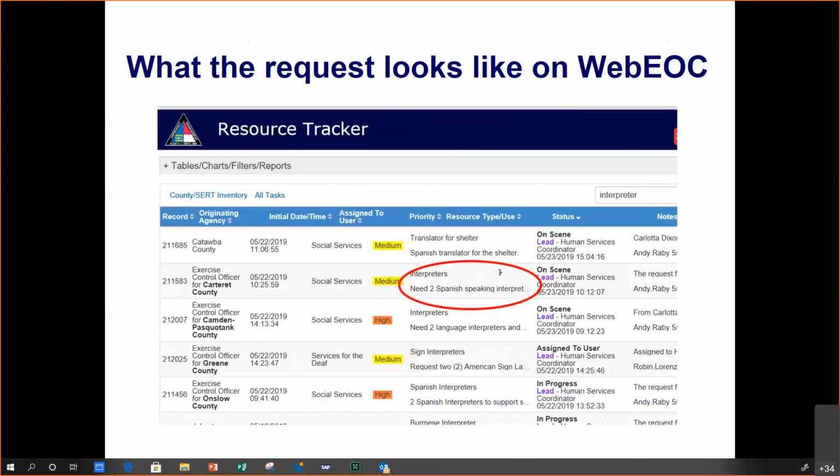And that's kind of what the request looks like in the WebEOC. There's an example that it'll need 2 Spanish interpreters. It shows who put it in, who will be supplying it, and its progression. Here they've got the interpreters are on scene. So once they get to the shelter, you'll be notified, and that way you can take them to the individual that needs that translator. Next slide, please.